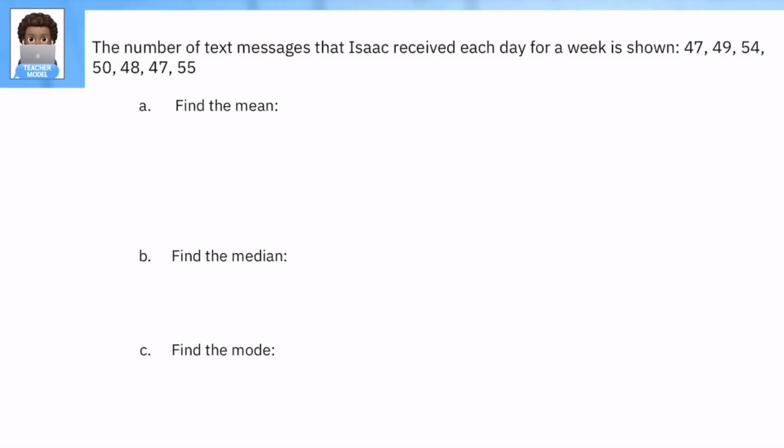Let's jump into a guided practice so you can try identifying the mean, median, and mode of the set of numbers that represent the number of text messages Isaac received in a week. All right, hit pause and get to work.